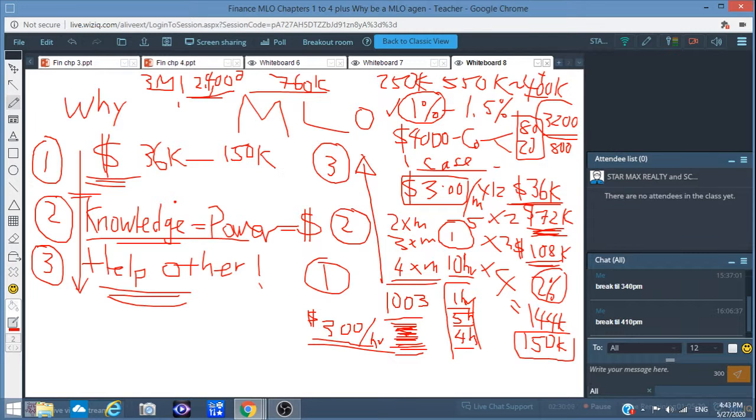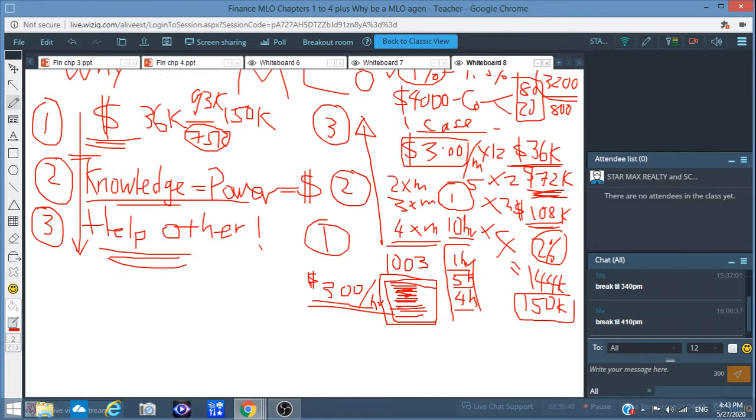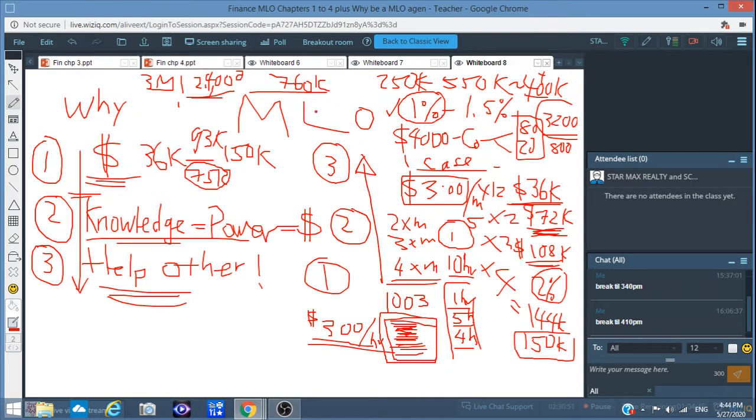So the norm, if you take the average of the two, is 93. But the national average is about 75K. It's still very good money, and the time you spend is not that many hours. The problem is you'll be chasing after all these documents. You're a paper chaser. You handle all the paperwork.